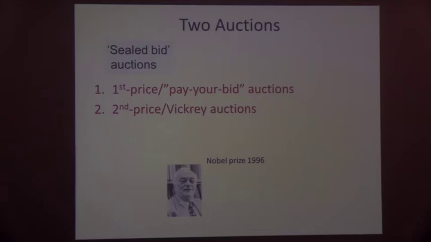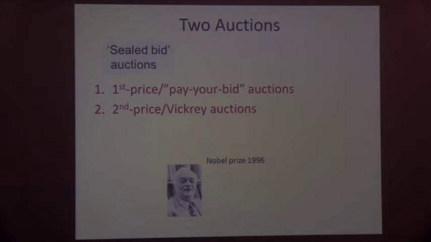Now, the next auction is a very ingenious one, and it's called the second price auction. The seller would look at all the numbers and still give the item to the top bidder, but the price is determined by the next highest bidder. Now you can see that this is a truthful mechanism because it doesn't help the winner to lie about his value.